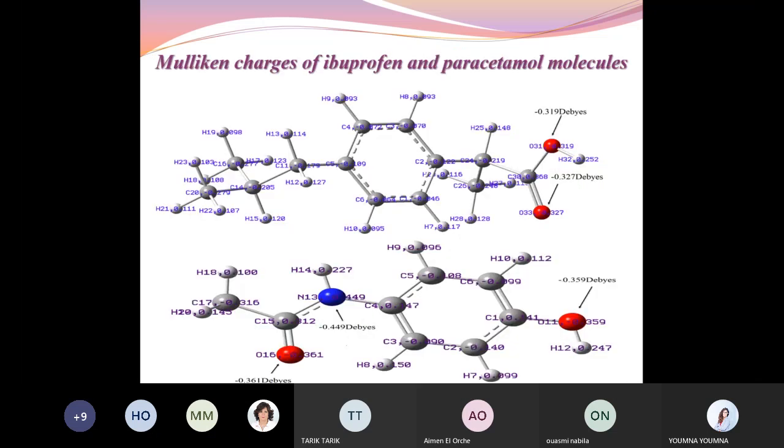Molecular population analysis is an important type of calculation. It is used to investigate the electronic charges on the atoms of the molecule. This figure presents the molecular charge of the atoms. The most negative charges are on the oxygen atoms. This finding is due to the electronegativity of the oxygen atoms.